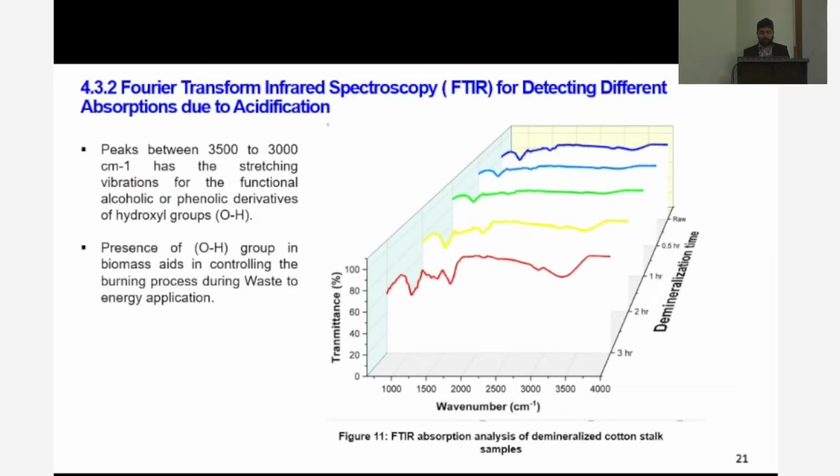And these are the results of FTIR, and in this we can observe that peaks between 3500 and 3000 show the stretching vibration for the functional groups of alcoholic and phenolic derivatives of hydroxyl groups, and there is a clear trend present in this.